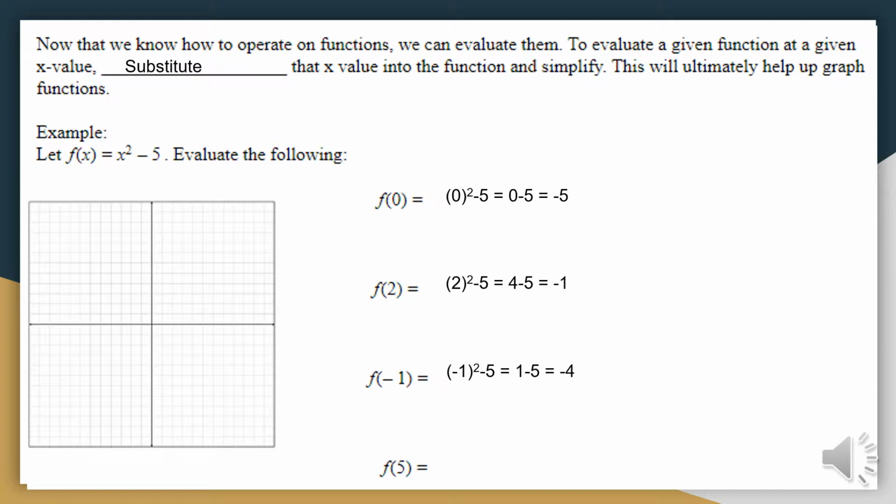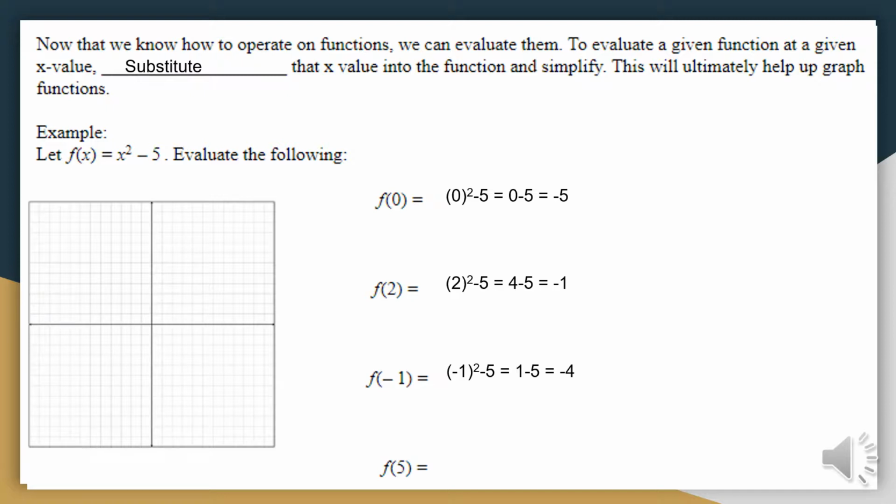Now here's where you have to be careful, because if you put negative 1 squared in your calculator, you have to make sure you put parentheses around the negative 1. Otherwise, your calculator will do 1 squared and then put the negative back. Therefore, it will tell you that negative 1 squared is negative 1, which we know is not true. So to keep that from happening, I always put parentheses whenever I'm substituting in an x.